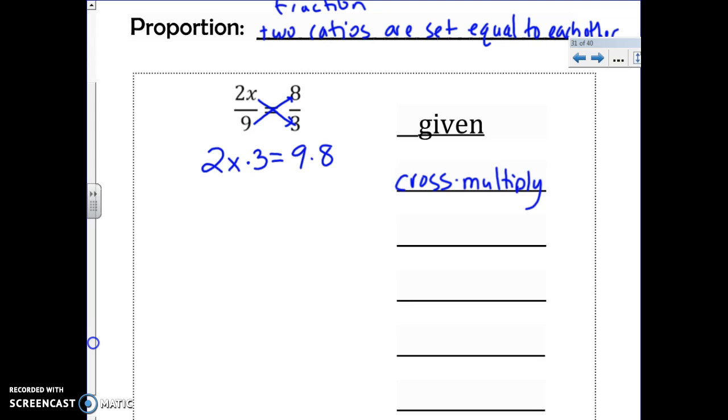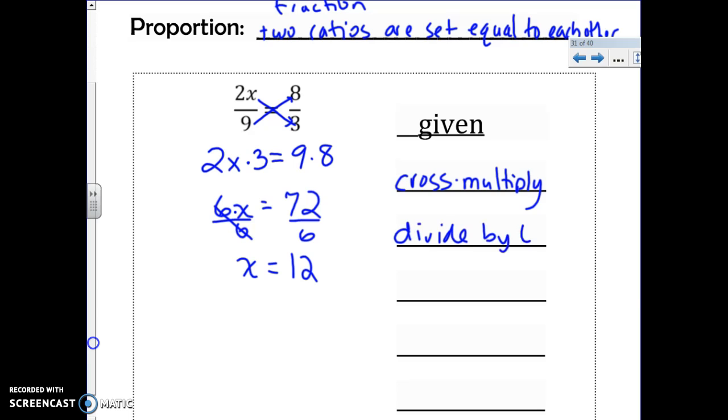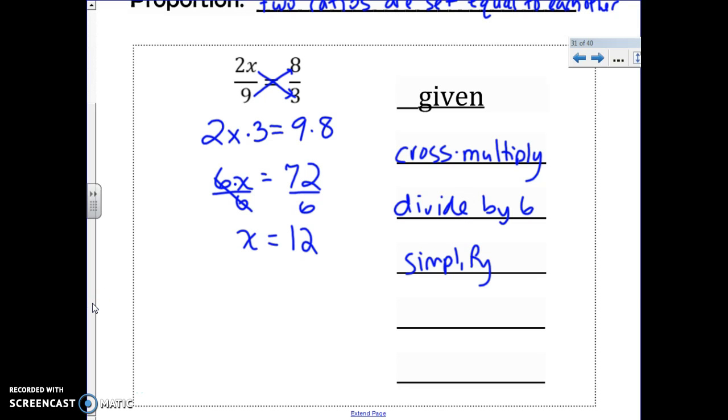Now I'm going to simplify. 2x times 3 is now 6x. 9 times 8 is 72. I still need to do something to get rid of the 6 because I want my x all by itself. The opposite of that multiplication is division, so I'm going to divide both sides by 6. And 72 divided by 6 is 12. So we divided both sides, and then I simplified. I can always go back and check my work as well.